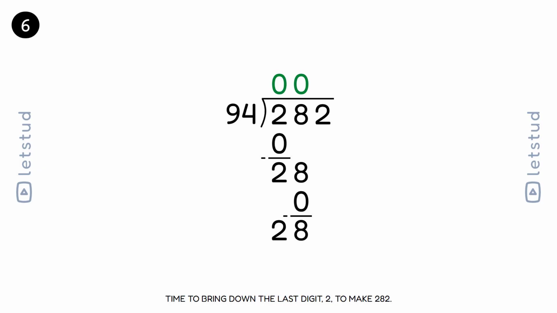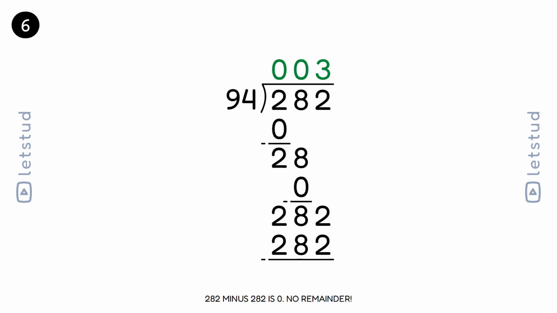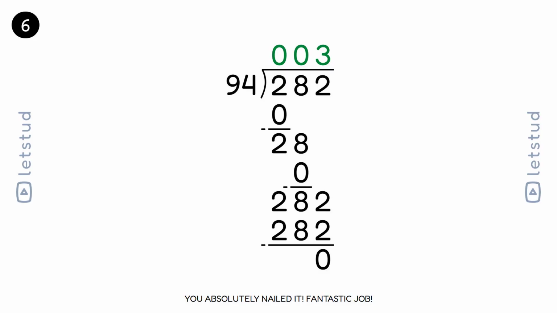Time to bring down the last digit 2 to make 282. Here it is, 282. Let's see how many times 94 fits into 282. We brought down the 2, making our number 282. 94 fits into 282 exactly 3 times. 3 times 94 is 282. 282 minus 282 is 0. No remainder. You absolutely nailed it.